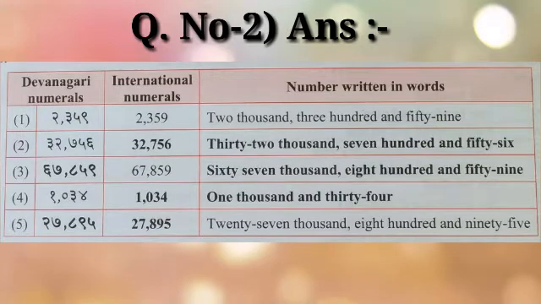Now in the third position the number is 67,859 and they have not given it in the Devanagari numerals. So we have to convert it into that, it means we have to write the number in Marathi, and then after that you have to write its notation in the third column, that is in words.